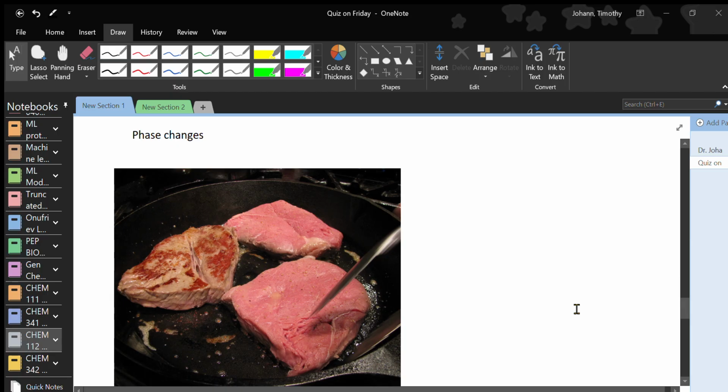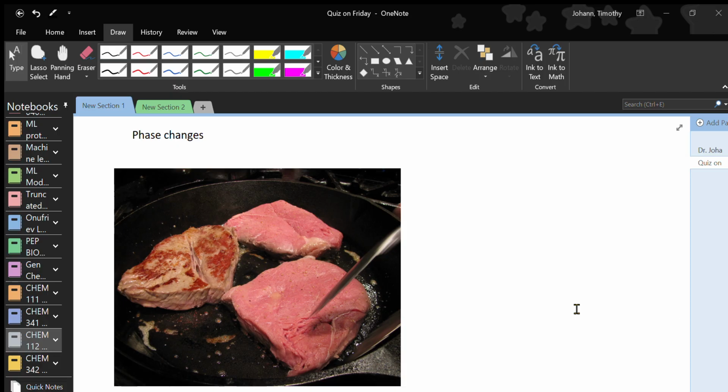Okay, so let's start out with this. I've got a couple pieces of meat here that are being cooked. Which of these meats looks more tasty? The one on the left or the one on the right? The one on the left. Yeah, the one on the left definitely looks more tasty.